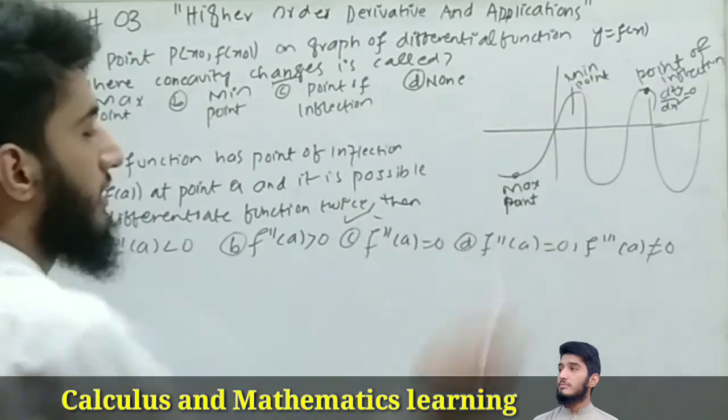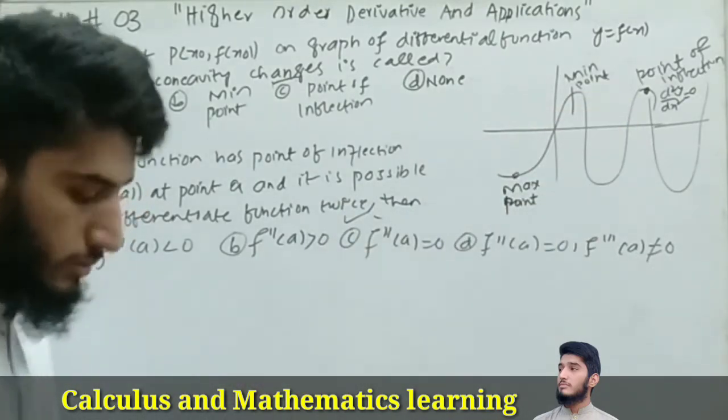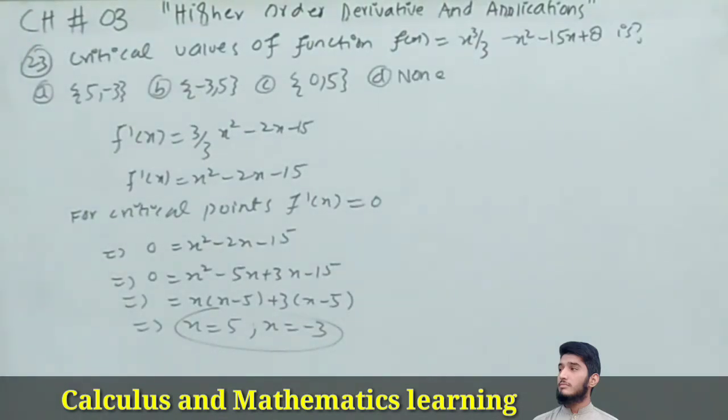You have already done this over here. The second derivative of a function at a point A will be equal to 0. Now move toward MCQ number 23.